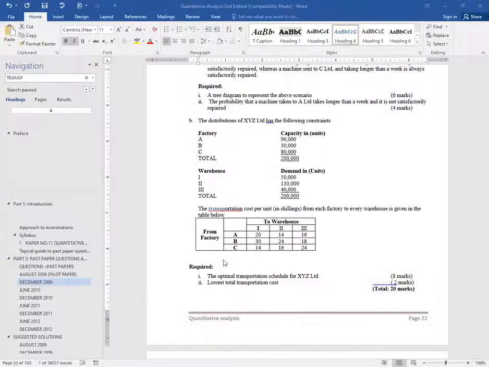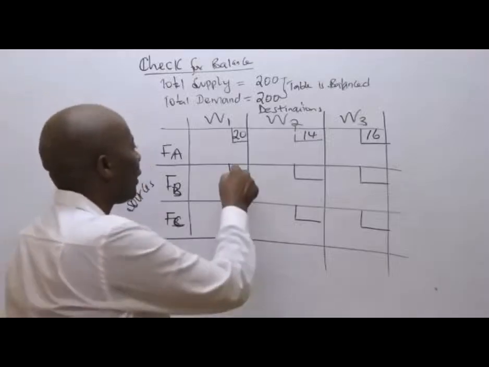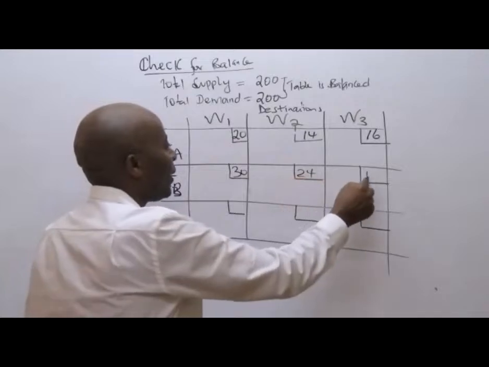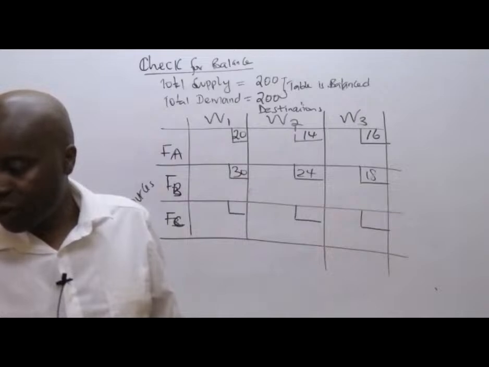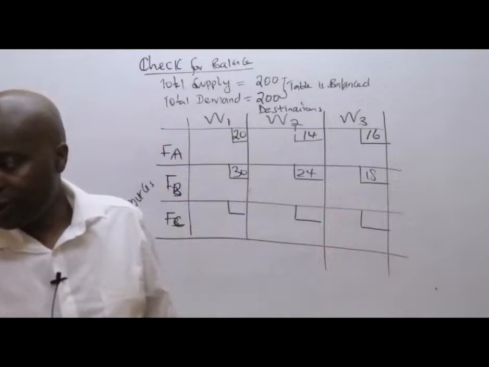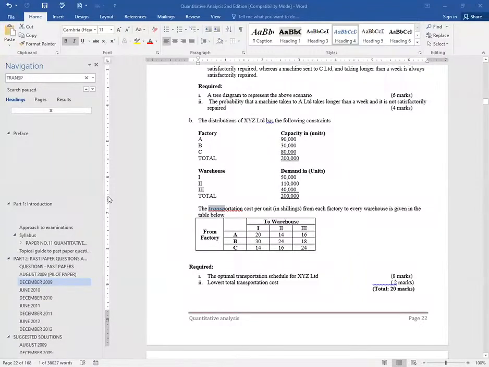If you look at this table, we have from A to warehouse 1, 20, 14, 16. And then from B we have 30, 24, 18. And then the last row, from factory C, what are the transportation costs? We have 14, 16, versus what here? 24.